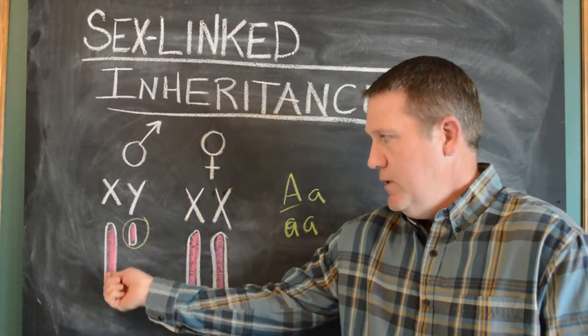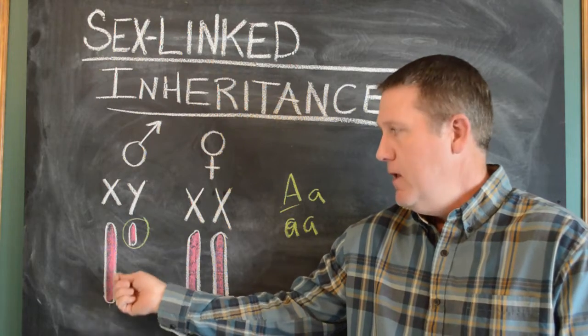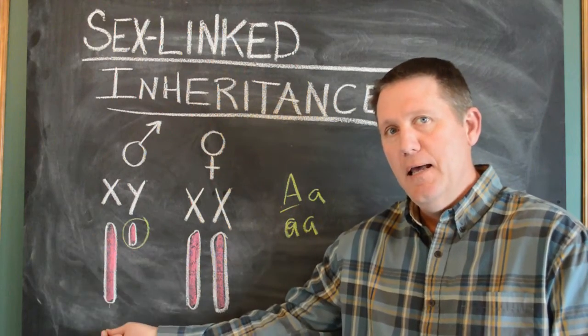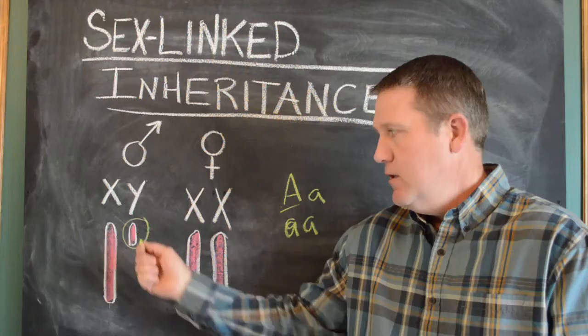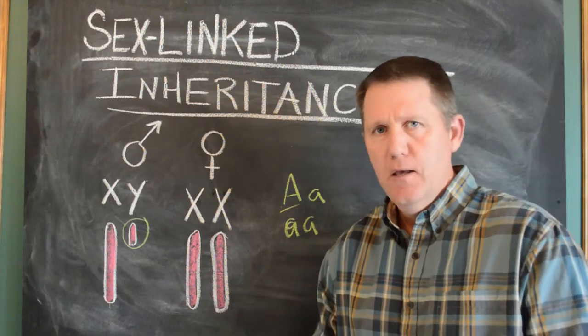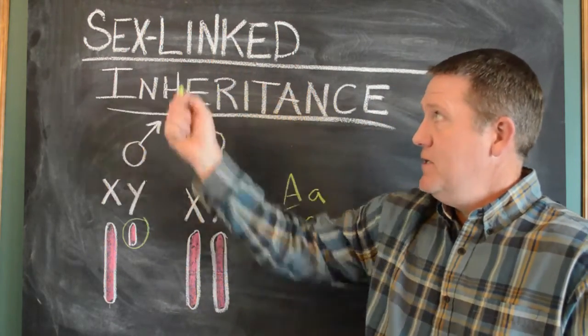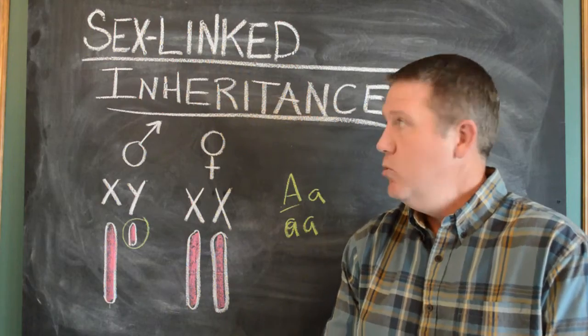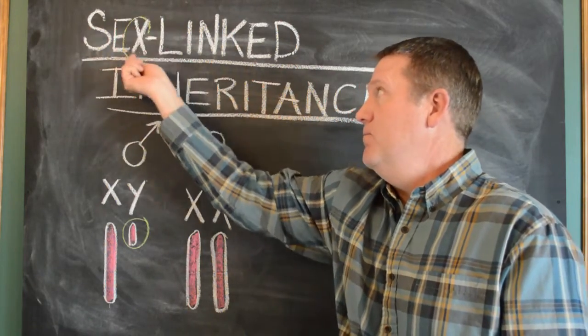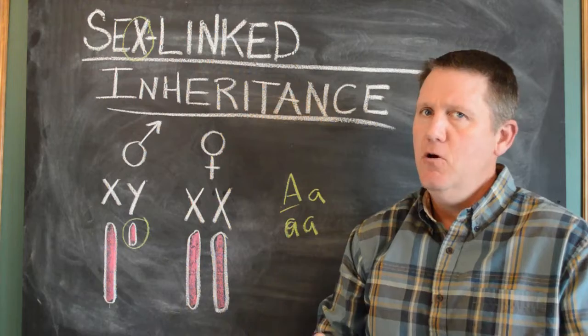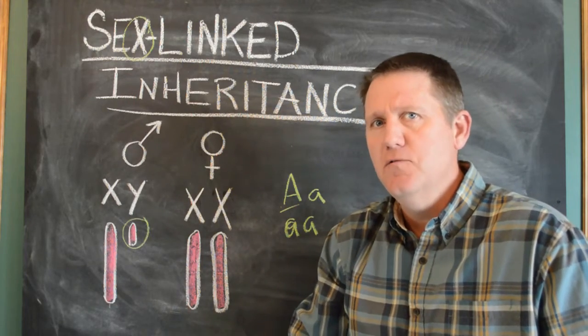The X chromosome, as you can see in the picture here, has a lot more DNA and therefore a lot more information than the little tiny Y chromosome. So when we talk about sex-linked traits, we're really mainly talking about X-linked traits. There are some Y, but let's just focus on these for now.